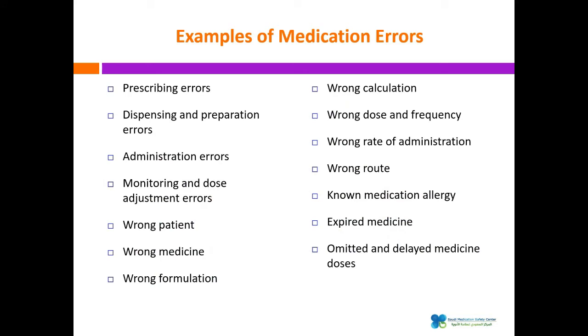Thank you. So examples of medication errors are prescribing errors. Almost all medication errors begin with a prescription. That comes from the doctors, and I'm working to think about how we can improve that. Dispensing and preparation errors, administration errors, monitoring, dose adjustment, wrong patient, wrong medication, wrong formulation. The list goes on. But one thing that sometimes people ignore or don't think is important are omitted and delayed medications.